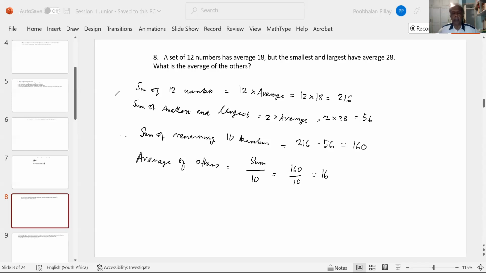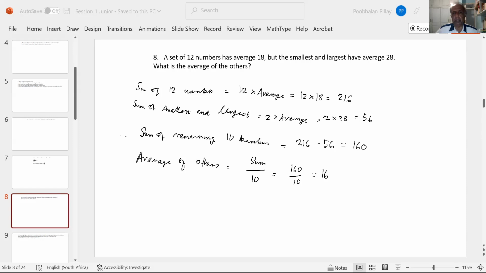So let's look at an example to illustrate what we have just said. A set of 12 numbers has average 18, but the smallest and the largest have average 28. What is the average of the others? Now remember, the last thing that we said was the sum of a collection of numbers is equal to the number of numbers times the average. So we know the number of numbers is 12. We know the average. So therefore, we can work out the sum of the 12 numbers.